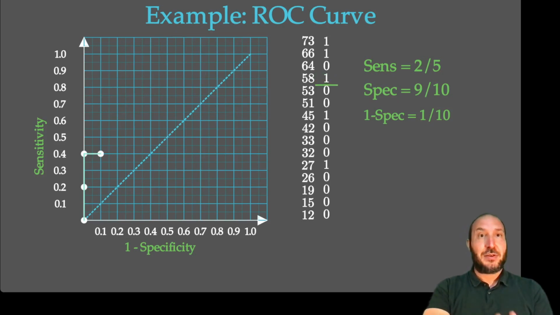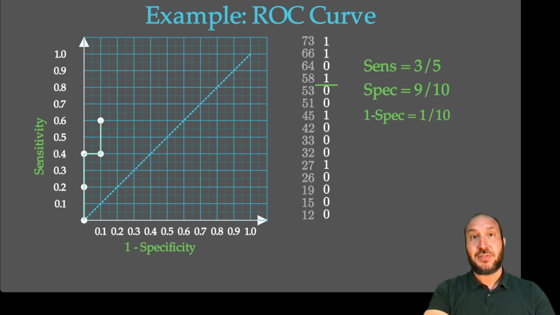Continuing again, now another 1 goes above the threshold, and our sensitivity goes up to 3 out of 5, or 0.6, and I plot another point. And one thing I want to point out here is that the scores on the left actually don't matter for this process. It doesn't really matter what those numbers were. It just really matters the order of the 1s and 0s.